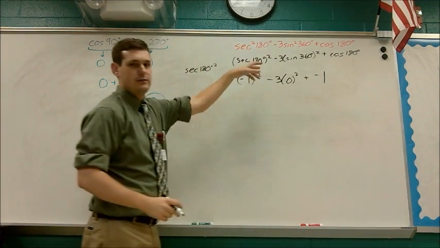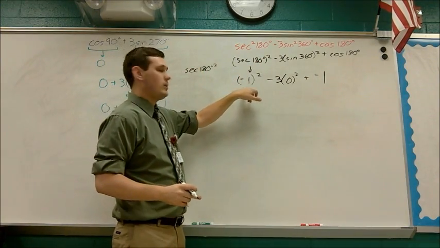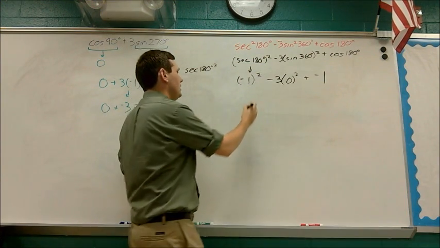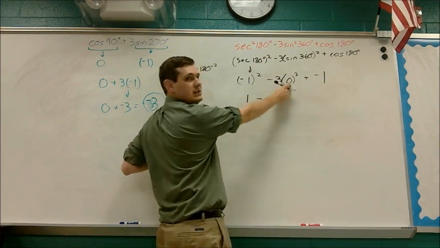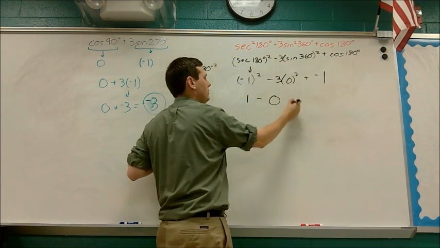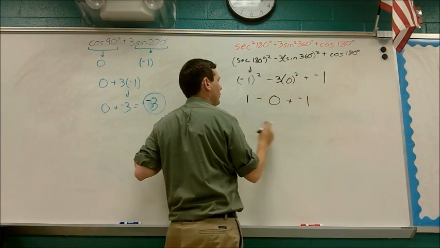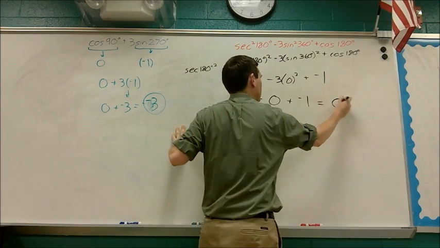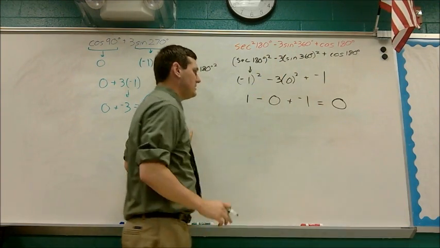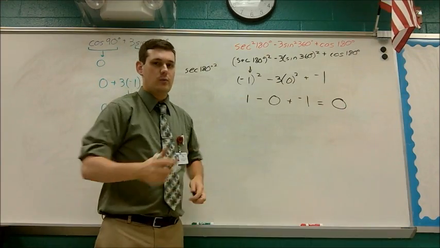So -1 squared, remember when you square a negative number, you're going to get a positive number. So -1 squared is 1 minus 3 times 0 squared, 0 plus -1. So 1 minus 0 plus -1 is 0. So when we simplify this red expression up top, in the end, we get a 0.